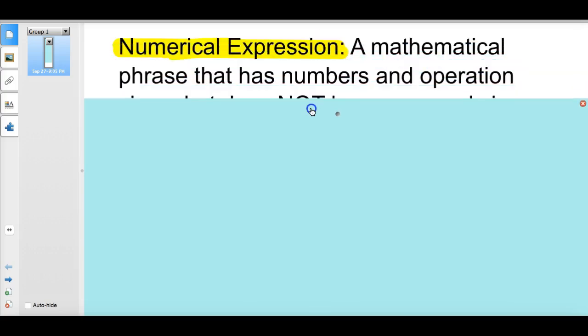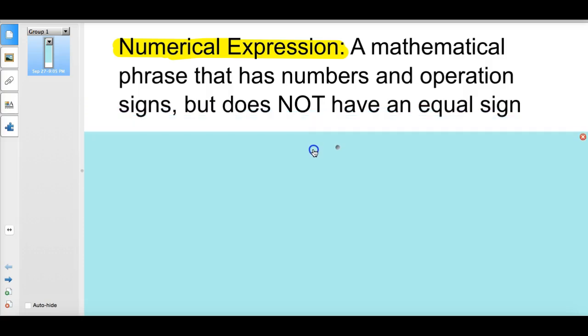Today we are going to be talking about something called numerical expression. The first thing I'm going to show you is the definition of numerical expression. This is something you need to write in your math journal because you need to have this definition with you. A numerical expression is a mathematical phrase that has numbers and operation signs but does not have an equal sign. So pause the video and make sure that you write down this definition.